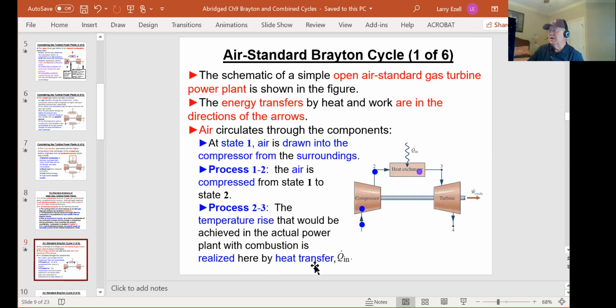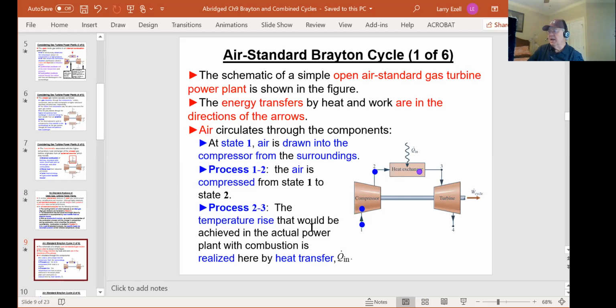So this is sort of redundant here, but let's go through it again. All right, this is an open air standard turbine power plant. Energy transfers by heat and work are in the direction of the arrows. So I think we've pretty much gone through that. State 1, air is drawn in from the compressor to the surroundings. State 1 to 2, the air is compressed to a ratio of 10 to 15, maybe even 20.